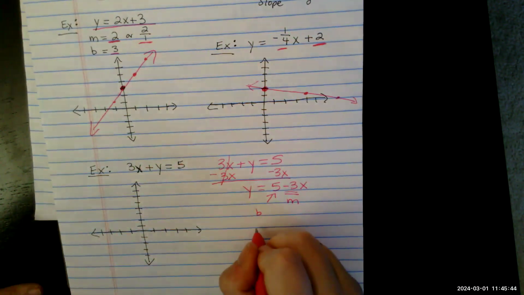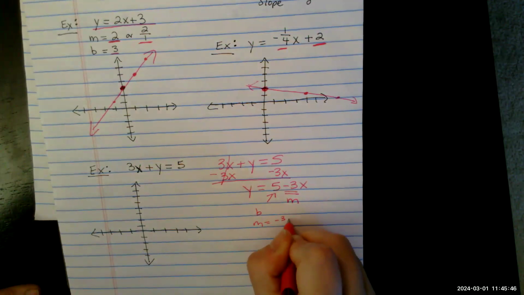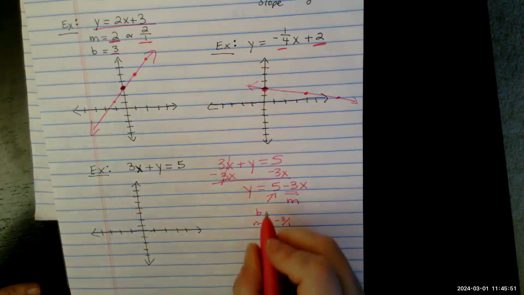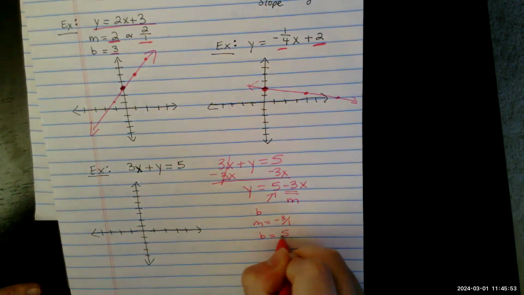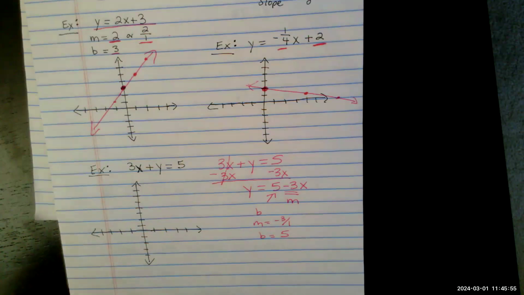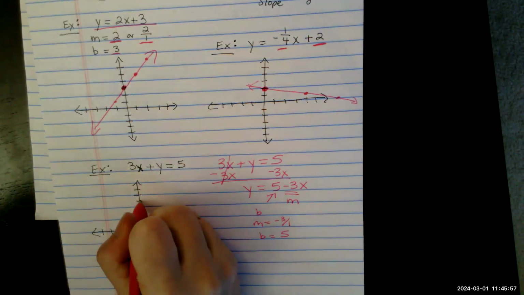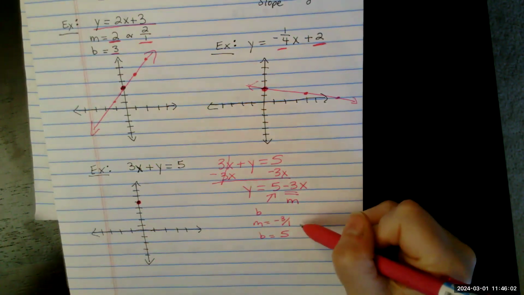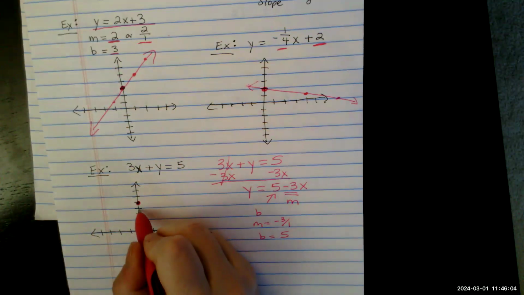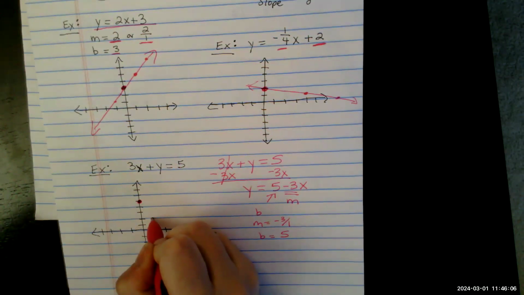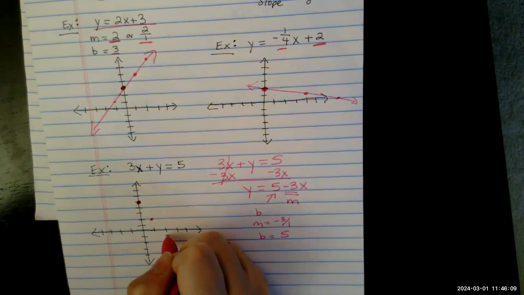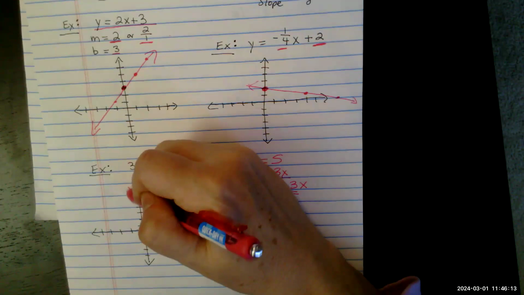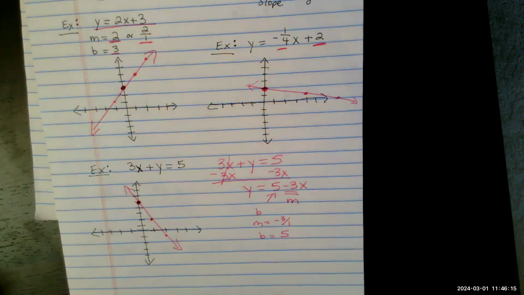So I'm going to maybe just make a note that my slope is -3. So see, I wrote it again, -3/1. And my y-intercept is 5. So I'm going to start by putting a point at 5. And then I'm going to use my slope, which is negative, to go down 3 and right 1. And you can do that again. So connect, and you're good.